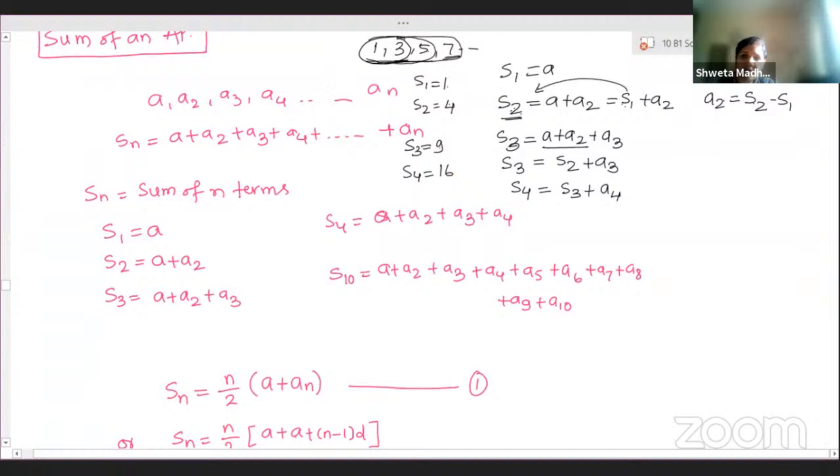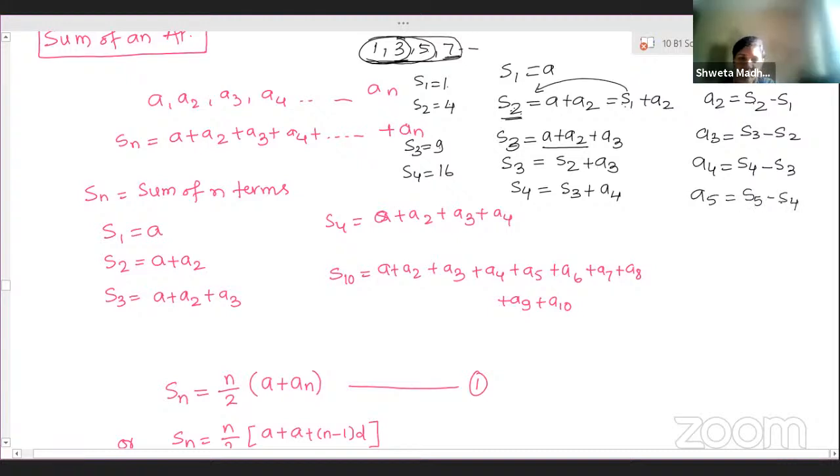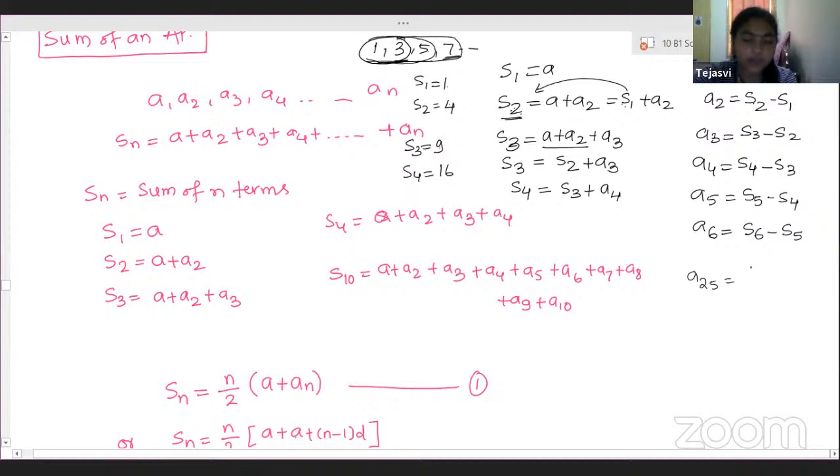So A2 is equal to S2 minus S1. A3 is equal to S3 minus S2. A4 is equal to S4 minus S3. A5 is equal to S5 minus S4. A6 is equal to S6 minus S5. The 25th term is equal to S25 minus S24.